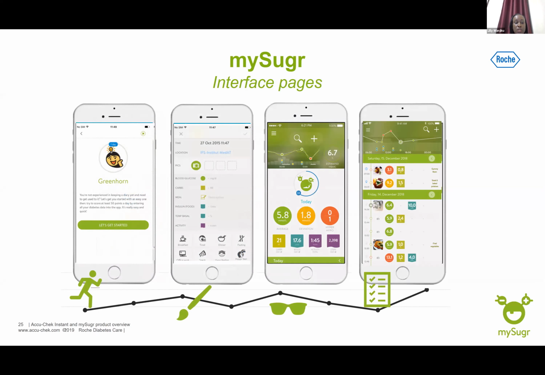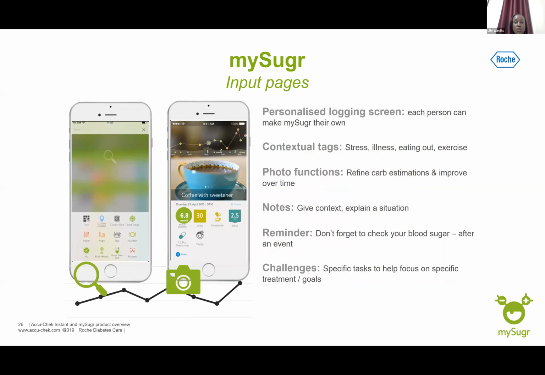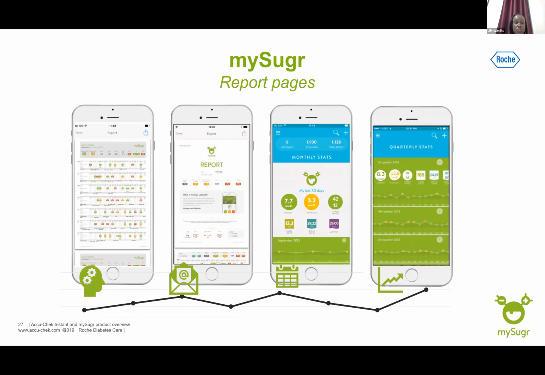So in terms of the pages, you can see the different interface pages that are available once the patient is using the My Sugar app. And yeah, you are actually even able to see more in terms of their notes, their photo functions, challenges you're able to key in. And the patient is actually able to play around with these things and have fun with the app.